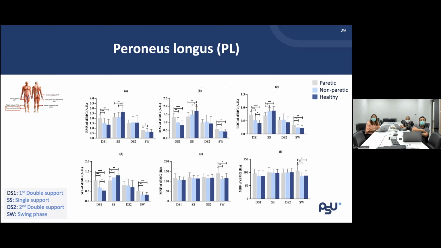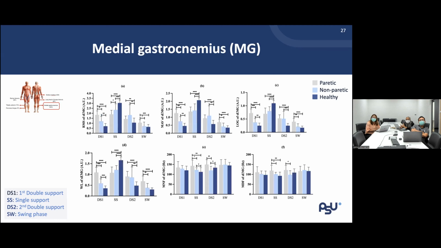This is the result from the feature, 6 features and 6 muscles in each gait cycle. From the features, I found that the medial gastrocnemius has the most significant difference in root mean square value. So I think this muscle is the most different between stroke patients and healthy subjects when compared to other muscles.